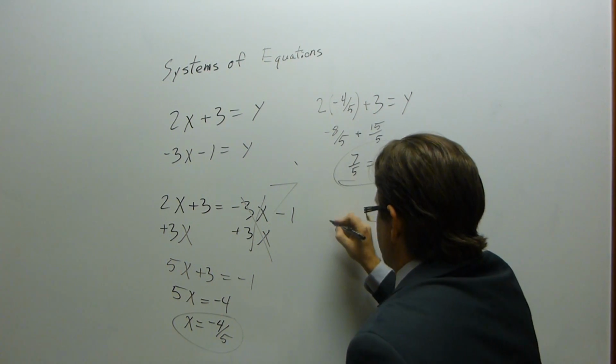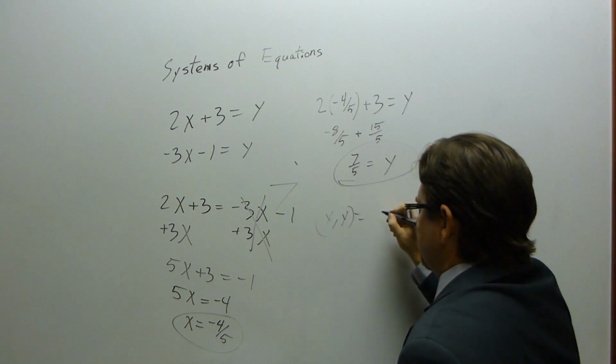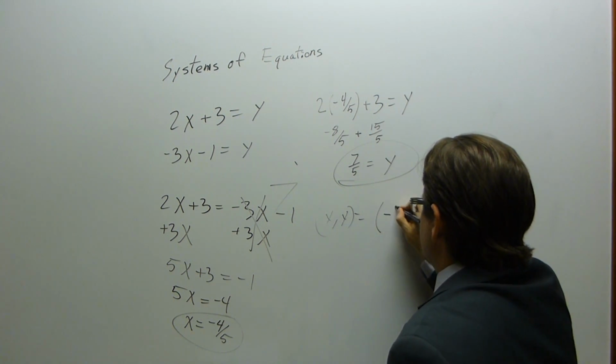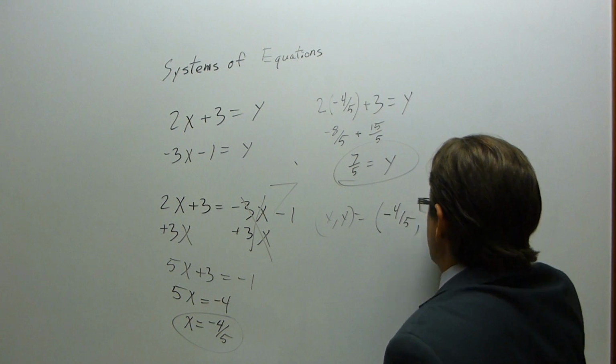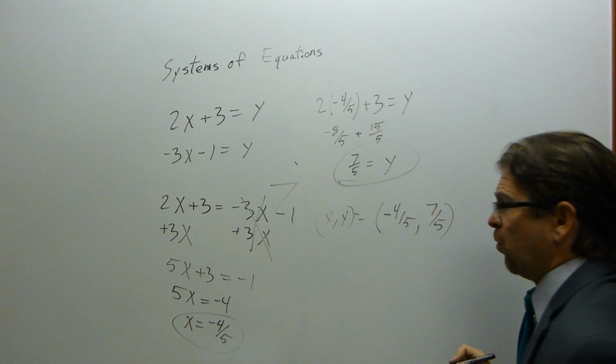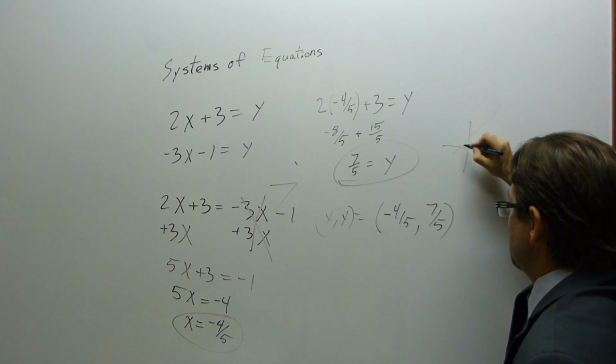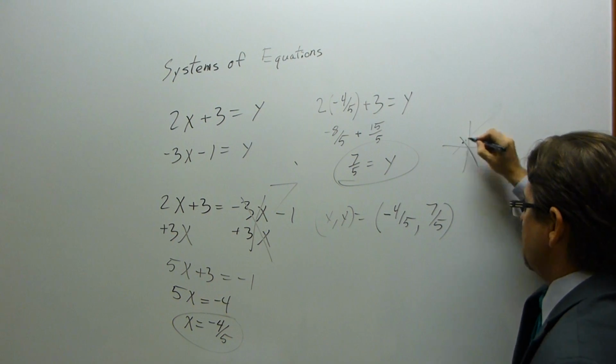So we have our xy pair is minus 4 fifths, 7 fifths. And that's about what we guessed earlier. When we had it graphed, we guessed it was going to be something right about there. And that would be about right.